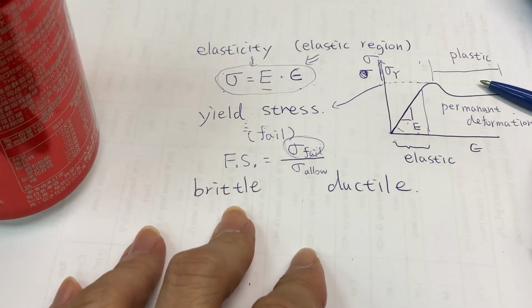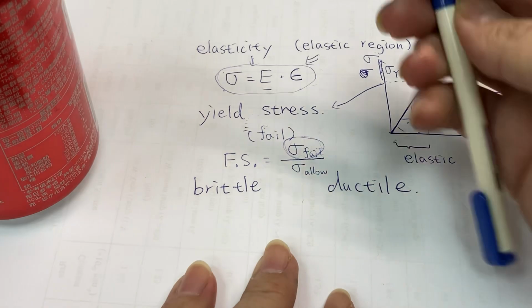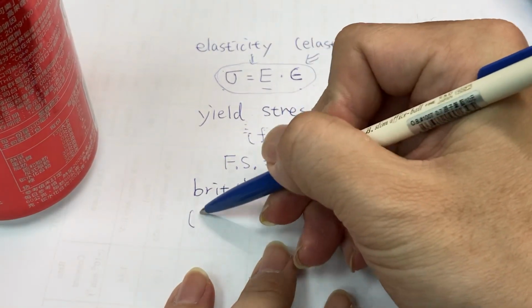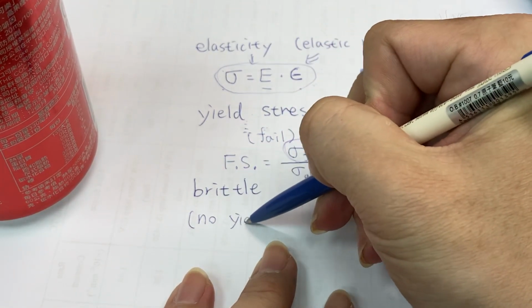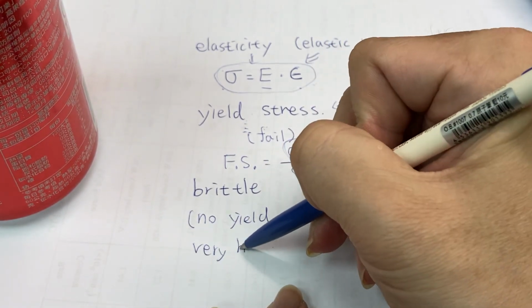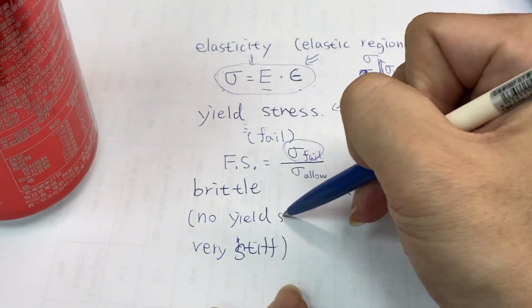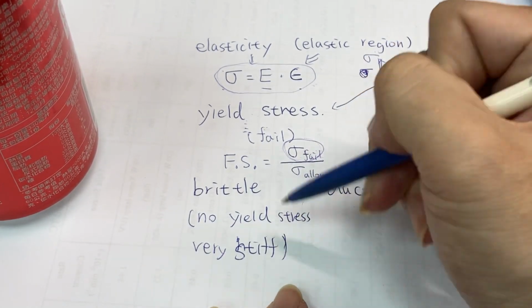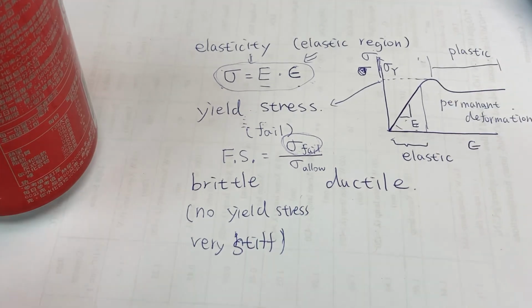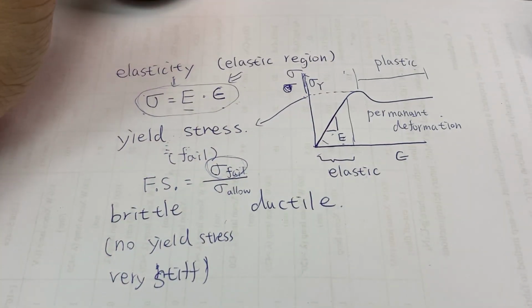So that's the terminology for the yield stress, and the next terminology is brittle and ductile. Brittle material means your material has no yield stress, but it is very hard, or I would say very stiff. It doesn't show any yield stress. But it's very brittle. It depends on the situation. Sometimes it's not very good.